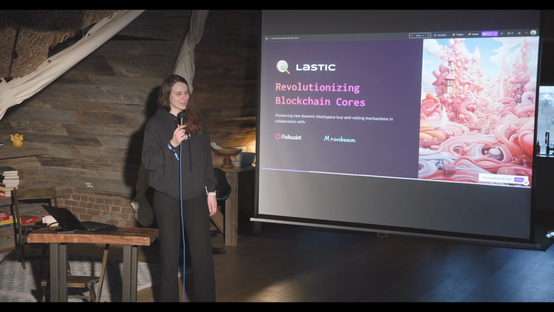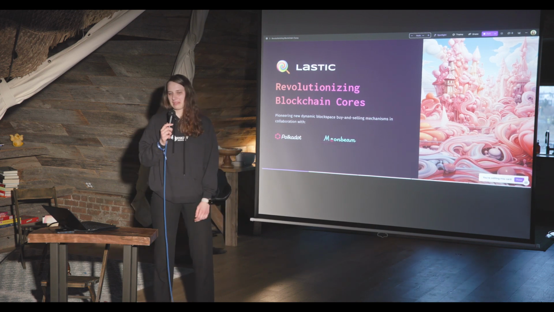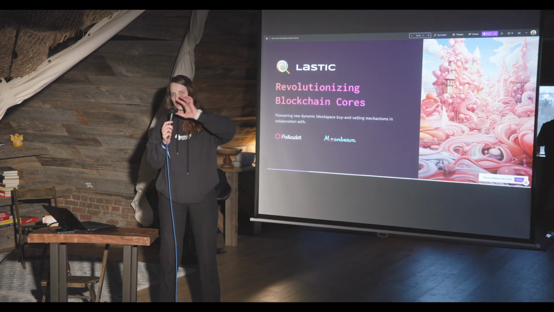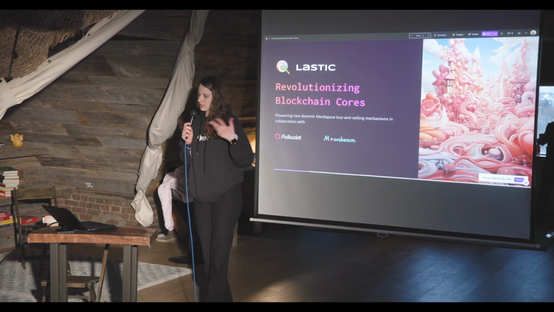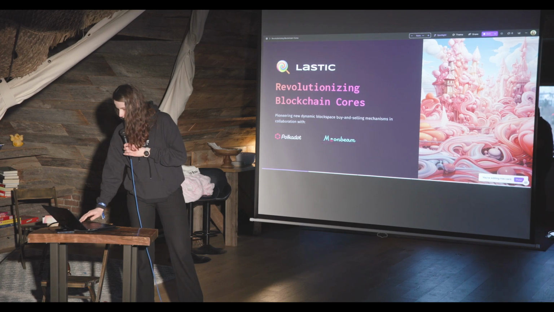So Polkadot 2.0, what is it? We are moving the concept from Polkadot 1 to Polkadot 2.0. And before, we had slot auctions. So let's take a look at it.